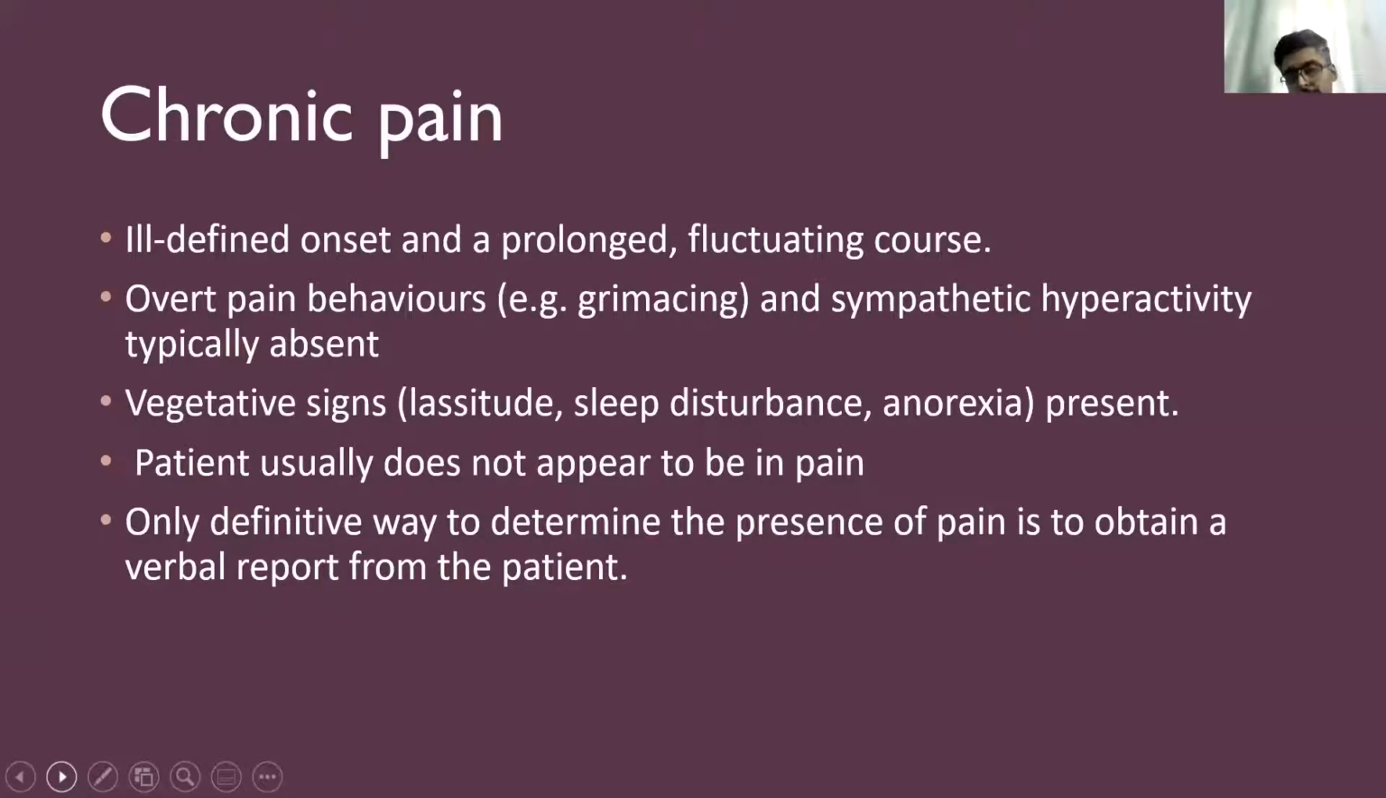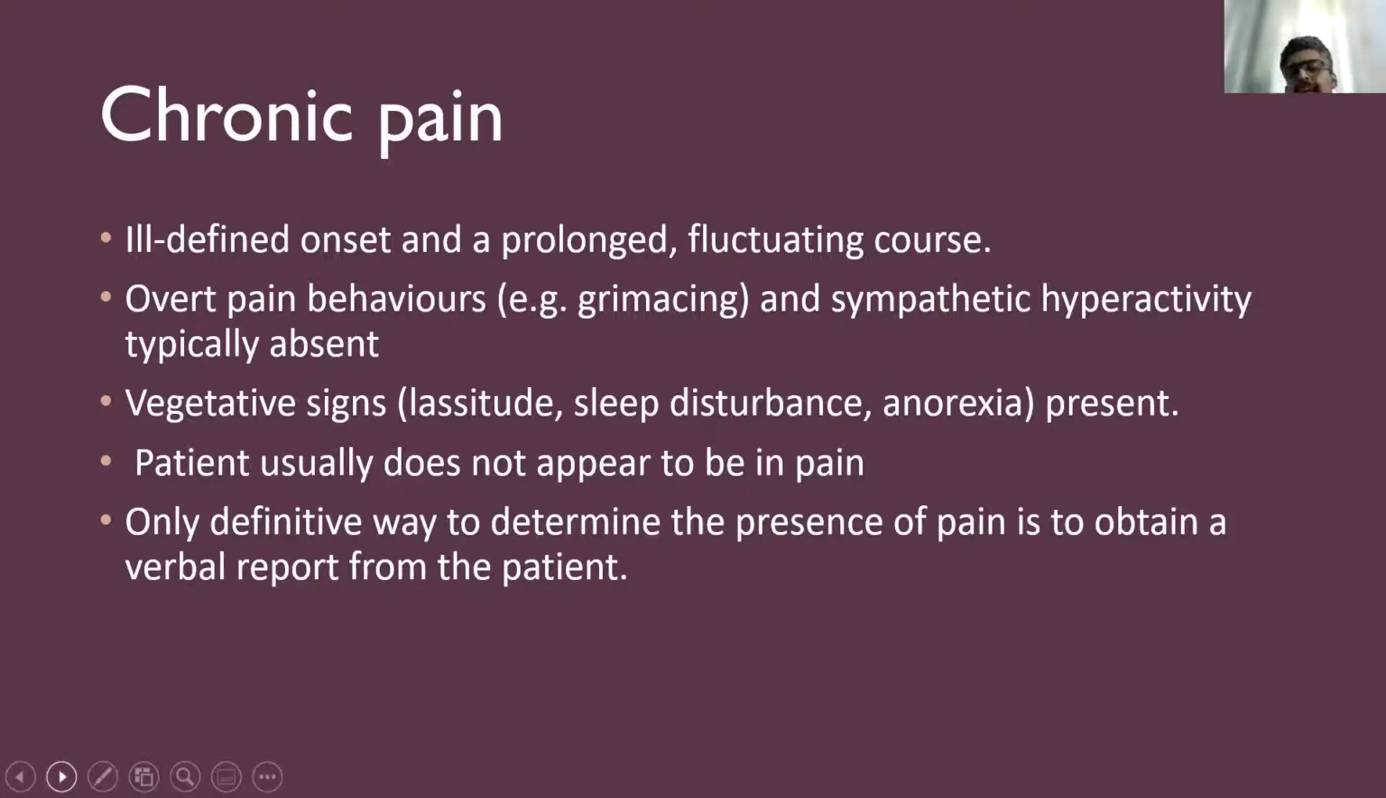So unlike acute pain, which is an acute response to an injury or any pathological thing, chronic pain behaves a little bit differently. It has an ill-defined onset and prolonged fluctuating course. Overt pain behaviors like grimacing, sweating, tachycardia, and sympathetic hyperactivity are typically absent. Vegetative signs, lassitude, sleep disturbance, anorexia, etc. are present.